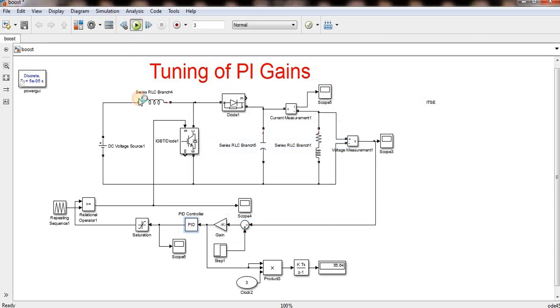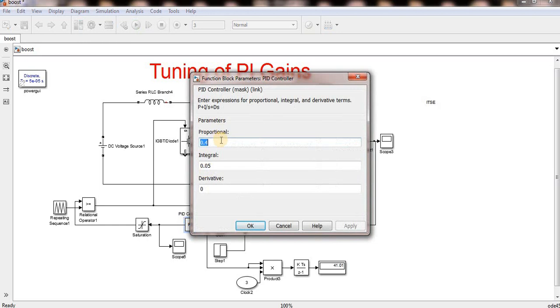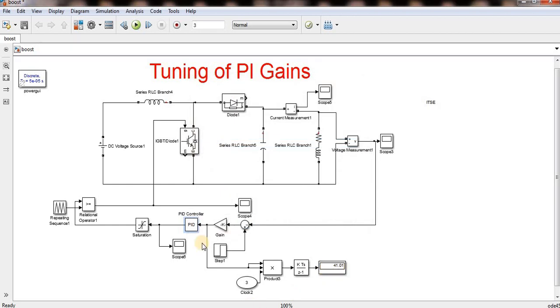0.4. See, if your logic is wrong, you cannot get the proper output with tuning of the PID. It means there is no use in tuning the PID gains or PI gains if your logic is wrong. See, it is 41. So it is reducing to 41. So again I will reduce to 0.3 or 0.2 because it is coming 41.